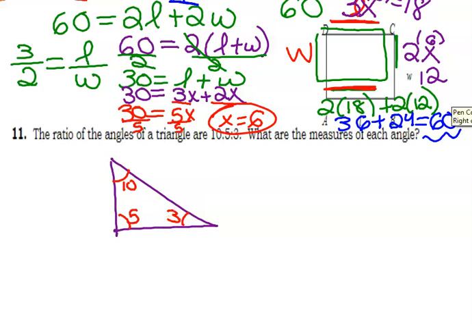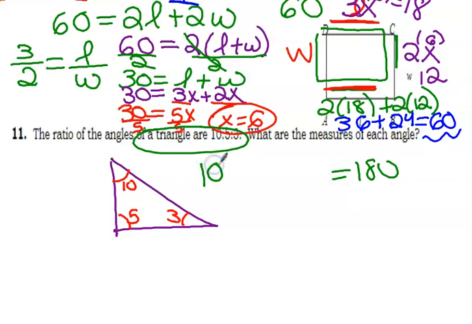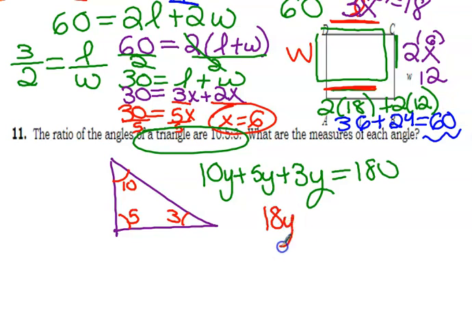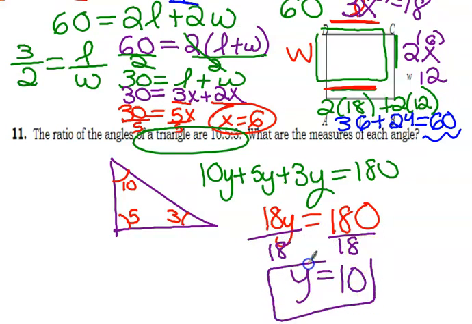Well, guys, what do all triangles add up to? I think all triangles add up to 180. So let's do 10y plus 5y plus 3y. Let's add those up and we get 18y equals 180. I just picked a letter. We don't always have to use x. Divide 18 to both sides and y equals 10. Ta-da! All right, let's plug the 10 back in and find out what each of these are worth.